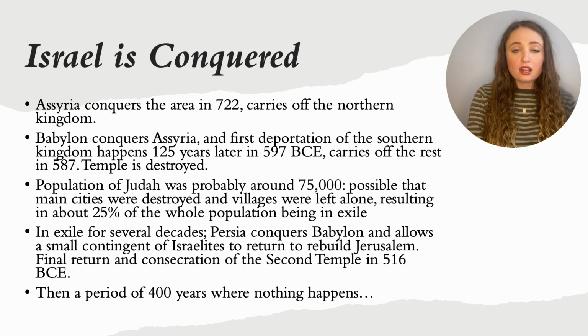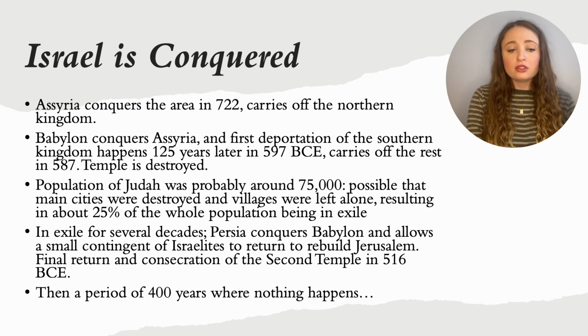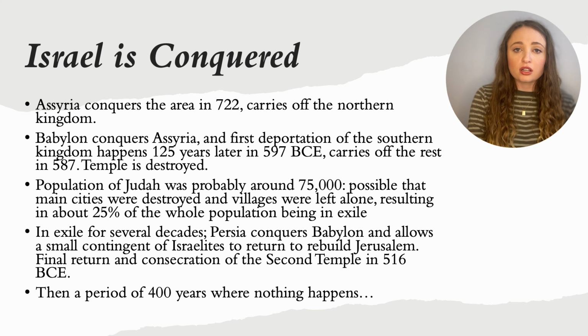And so as you can see, things are not going well. The population of Judah was probably around 75,000 people, and it seems that the main cities were destroyed where some of the more rural areas were left alone. And so there was a pretty big chunk of the population that was in exile in Babylon. And this lasted for several decades until Persia conquered Babylon and allowed some, not all, of the Israelites to return to rebuild Jerusalem. And so they are able to return and actually rebuild the temple. This is the second temple, and it was completed in 516 BCE.